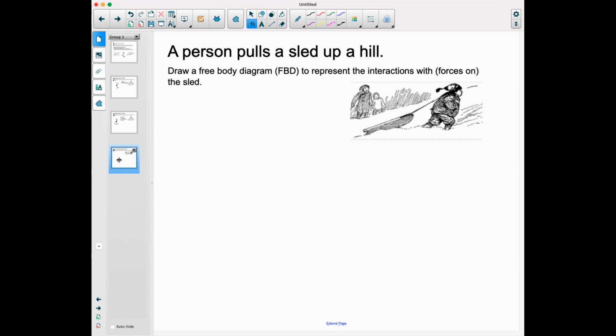Let's go on to a third example. A third example, I'm going to have a person pulling a sled up the hill. And again, I'm going to make a list of things interacting with the sled. So we're going to focus here on the sled. So one thing is the rope. Right? The rope is interacting with the sled. The second thing that's interacting with the sled is the ground. I know there's snow there, but let's just call it the ground.